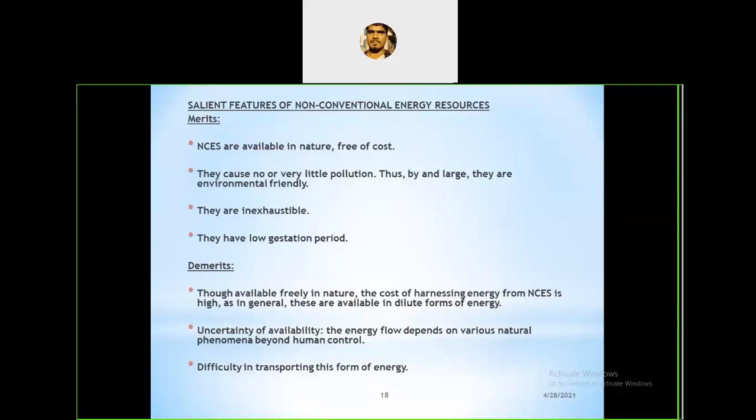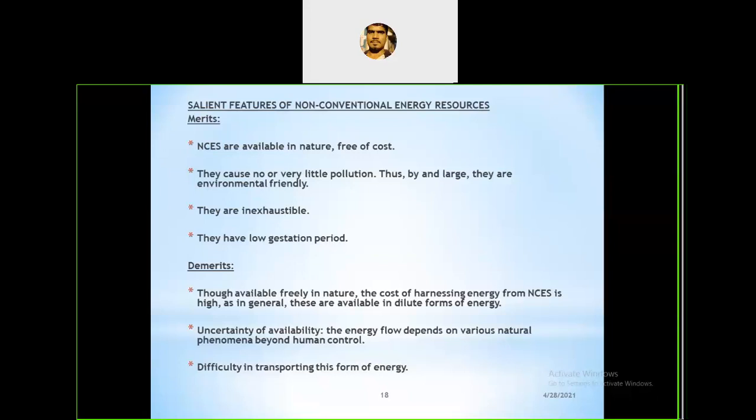And certainly, availability means they are not continuously available. Coal we can extract continuously from the earth's crust 24 hours, but solar energy is not available for 24 hours. Only for 8 to 10 hours it is effectively available, and the rest of the period it is not. Wind energy, at peak time, gives more energy, and at some times there is no wind flowing, so less energy. Like this, the availability is very uncertain. It depends on natural phenomena.